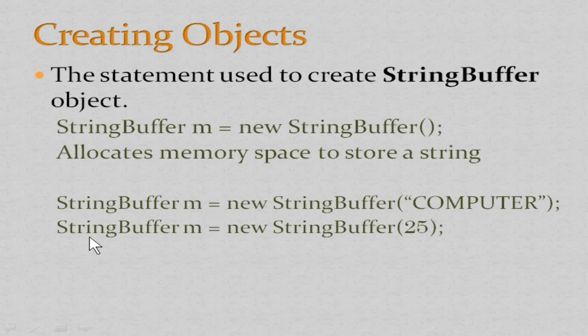And also another statement is used here. StringBuffer m equal to new StringBuffer. Within parentheses, a value is given, that is 25. So what happens here is 25 bytes will be allotted for the object m.